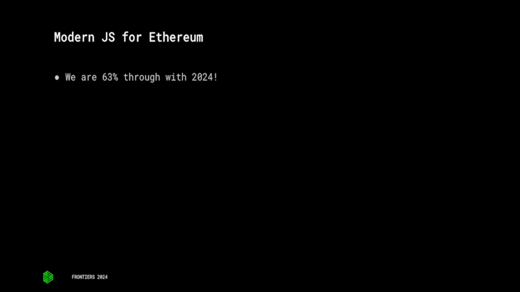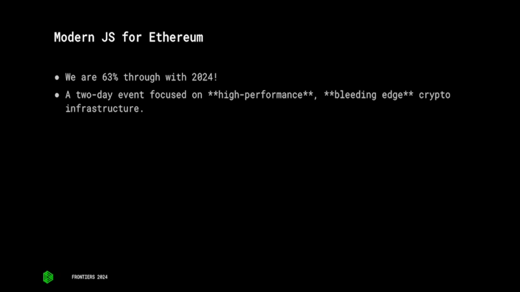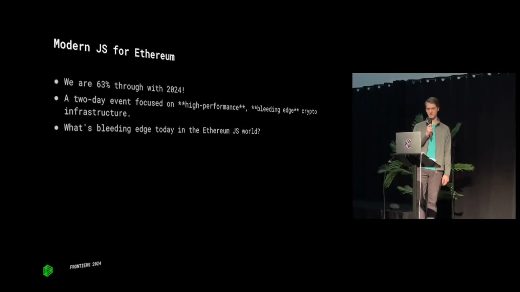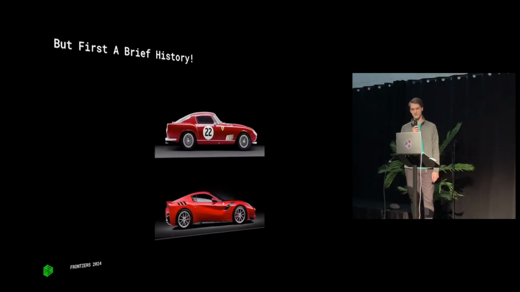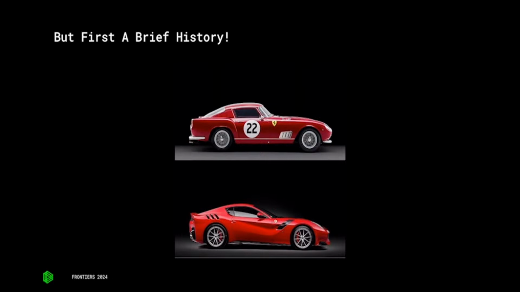And so the reason I decided to talk about modern JS stuff is we're getting close to the end of 2024. We're at a conference that focuses on high performance, bleeding edge software. So I was like, okay, what's bleeding edge today in the JavaScript world for Ethereum? There's no better way than taking a look at some history.